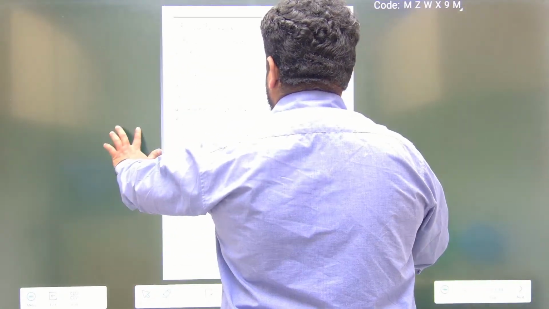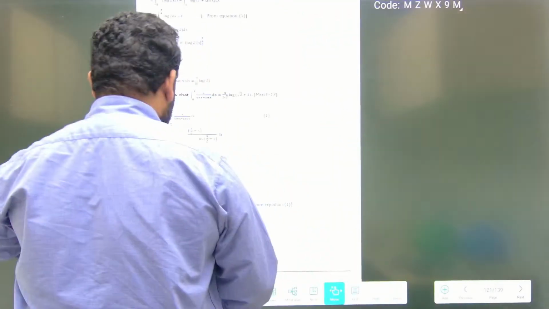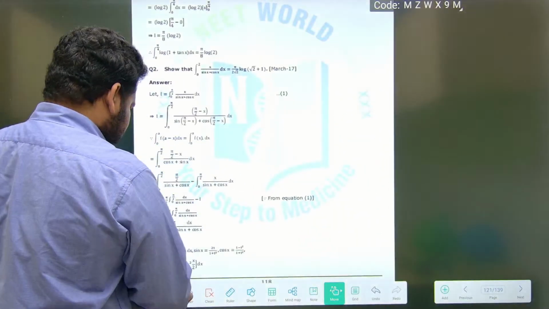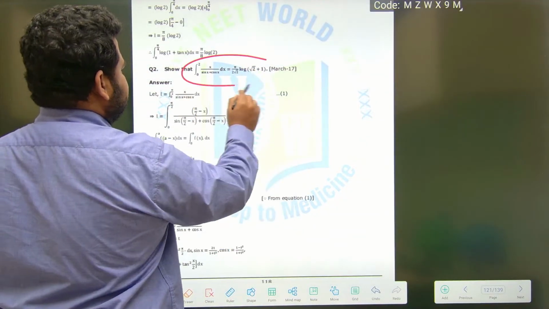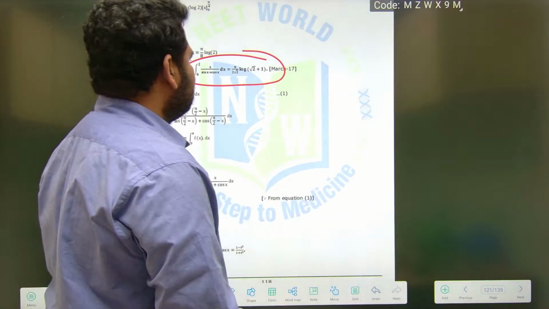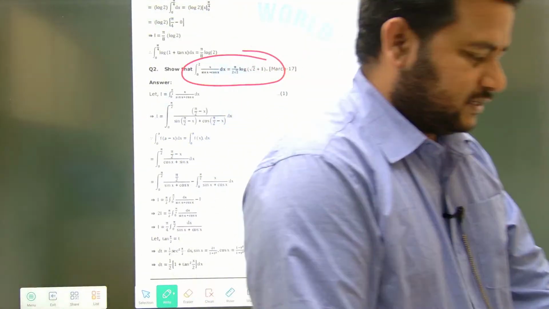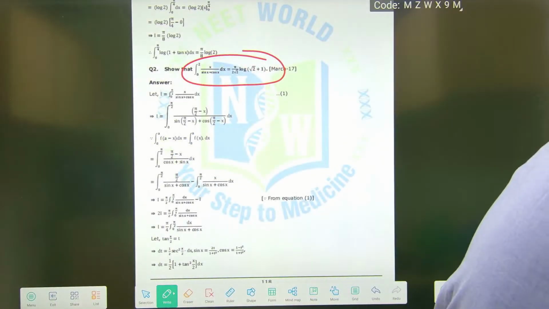Show that the integral from 0 to pi by 2 of sin x by (sin x plus cos x) dx is equal to pi by 2 root 2 log of root 2 plus 1. Now let us take up the next question, friends.